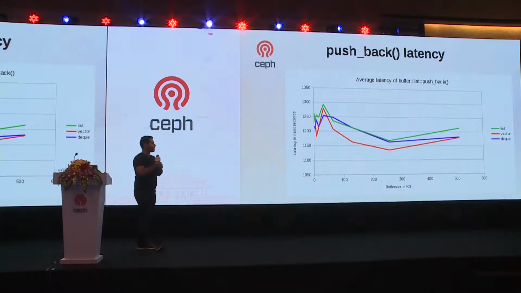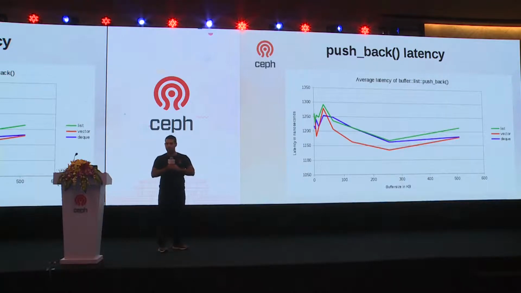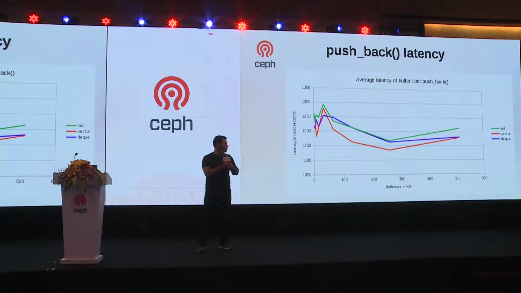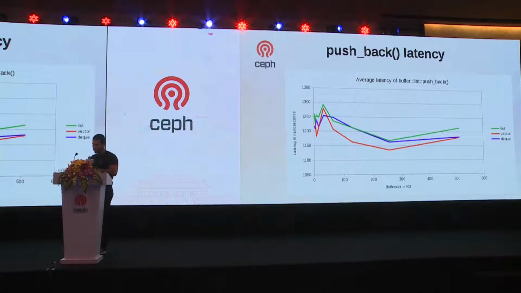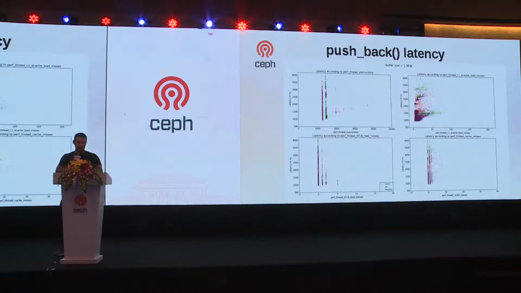This is the average latency of pushback for different data structures. Vector is in red, list is in green, double-ended queue is in purple. But averages aren't really interesting. Instead, let's look at individual pushbacks.